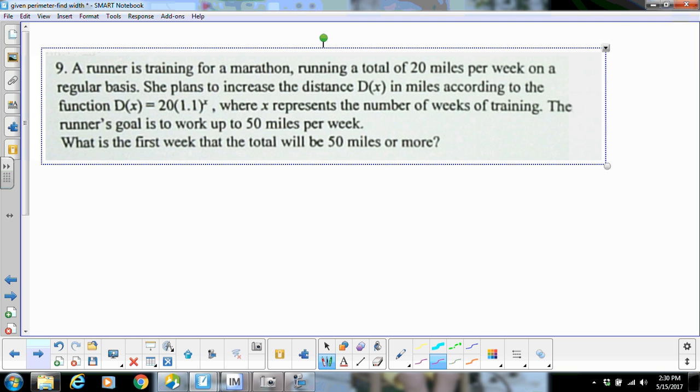Okay, number 9, they gave you the equation 20 times 1.1 to the x. X is the number of weeks. They want to work up to 50 miles per week. What's the first week the total will be 50 miles or more? So we're going to go to y equals for that one, and we're going to type that in. And then we're going to hit second window. Okay, and we're going to start at 0. Second graph, and we want to be greater than 50 miles. So that's going to be at 10.